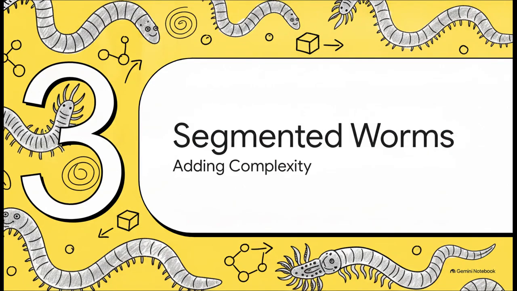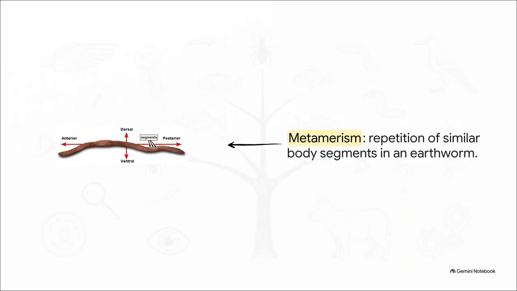Section 3. Segmented worms, adding complexity. Moving right along to our next group, the annelids. Here's where we start seeing some incredible new layers of biological complexity. What you're looking at here is called metamerism in an earthworm, which really just means the body is made up of repeated, similar segments. This was an amazing adaptation that originally helped the ancestors of modern annelids burrow way more effectively into thick ocean sediments.